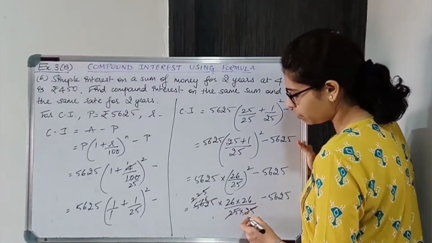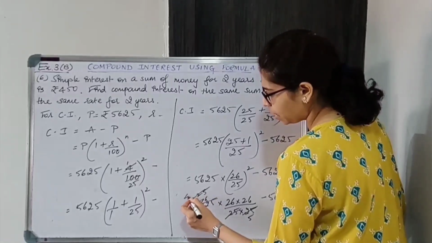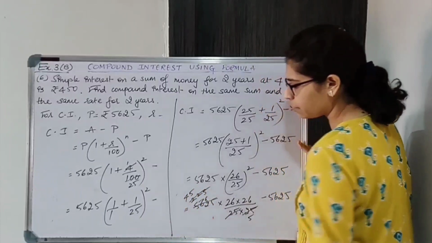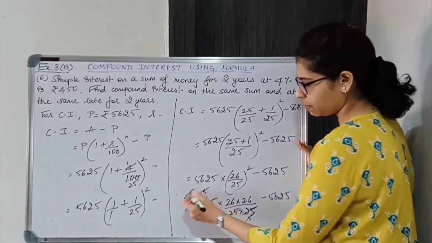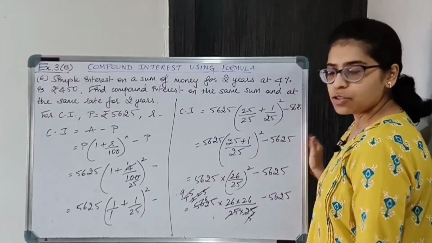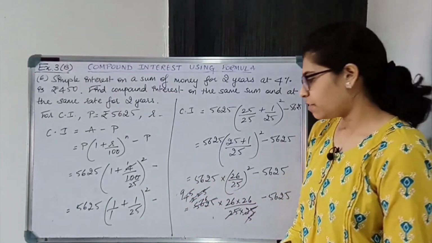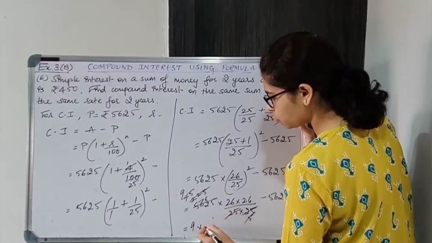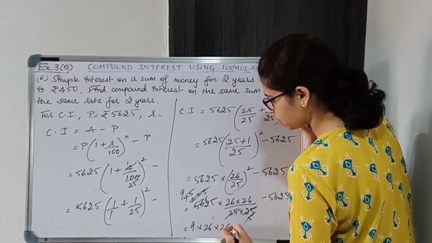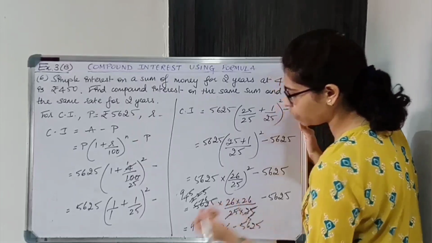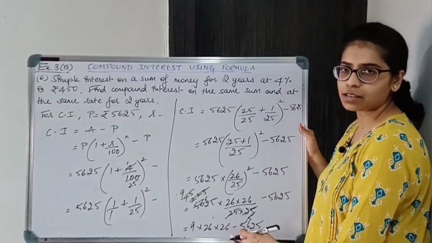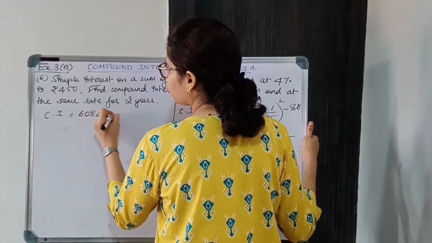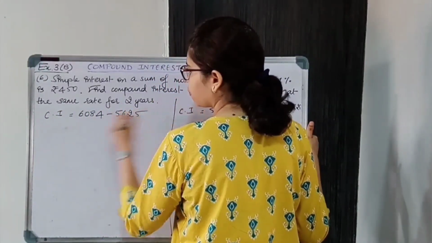Okay, let us try by 5 first. 5 5s are 25, 5 4s are 20. Okay, and 25 9s are basically 225. So we get 9 into 26 into 26 minus 5625. So let's find the answer of this. So we get CI is equal to 6084 minus 5625.